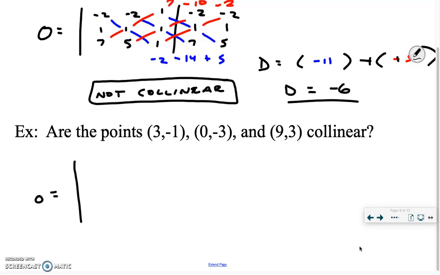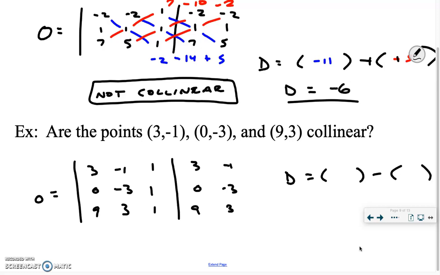We're testing: does D equal 0? Again, we have 3, -1, 0, -3, 9, 3. Not a square matrix until we fill that column with all ones. Copying my columns over looks something like this. My determinant, again, sum of the downs minus the sum of the ups. 3 times -3 times 1 is -9. -1 times 1 times 9 is -9. 1 times 0 times 3 is 0. So the sum of the downs is -18.